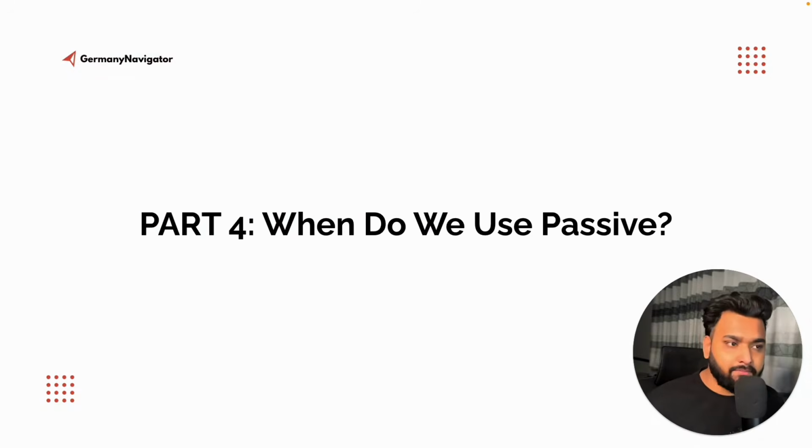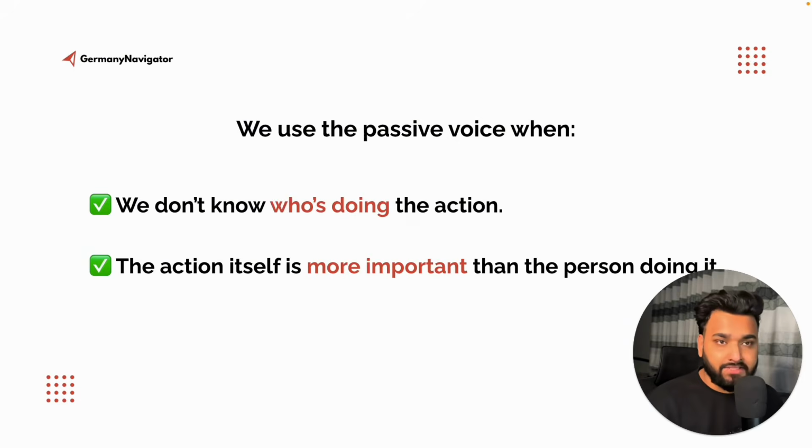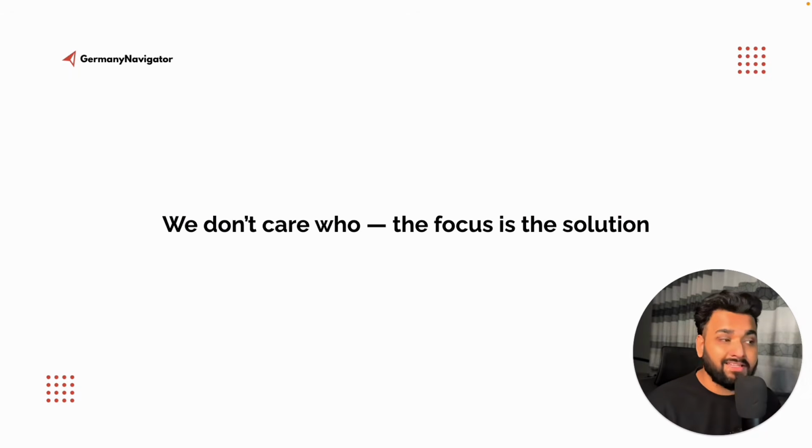Now let's continue with part 4 of this video, which is when do we use the passive? We use the passive voice when we don't know who is doing the action. The action itself is more important than the person doing it. Das Problem wird gelöst. The problem is being solved. See, we don't care who. The focus is the solution.